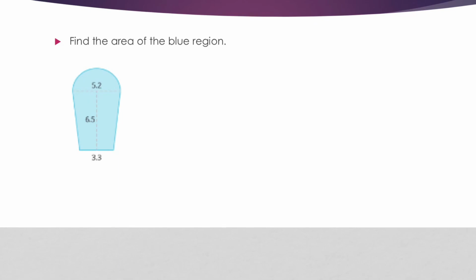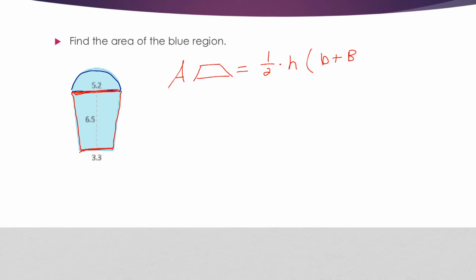Okay, on this problem, notice that we have a semicircle on the top. Looks kind of like a snow cone. So that's half of a circle, but then we have a trapezoid for the base. Okay, and remember this is parallel to this. And so, do you remember how to find the area of the trapezoid? Okay, so to find the area of the trapezoid, it is 1/2 times your height times your bases added together.